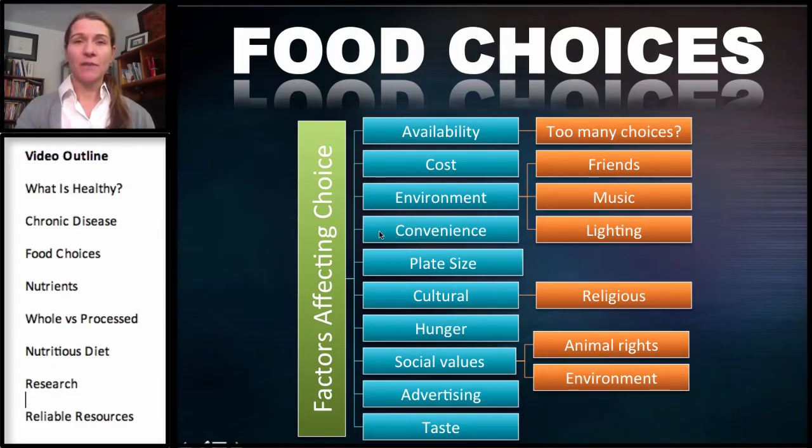Convenience. Again, we all lead really busy lives. If a food is convenient, you might grab it. It could be an apple, which would be a good choice, or it might be a Snickers bar. Either way, convenience is going to impact you. The size of your plates, your spoons, your forks, your cups, your glasses all impact food choices, how much we eat, and how much we put on our plate. And we'll talk about this more next week.